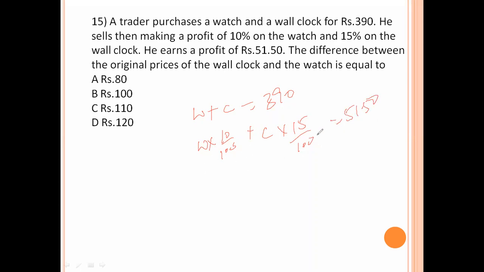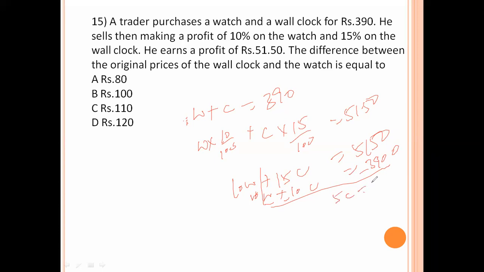Now we take 100 as common and send it to that side. 10W plus 15C equals 5150. Now multiply the other equation, W plus C equals 390, by 10: 10W plus 10C equals 3900. Now subtract these two. The 10W terms cancel. 5C equals 1250, so C equals 250.